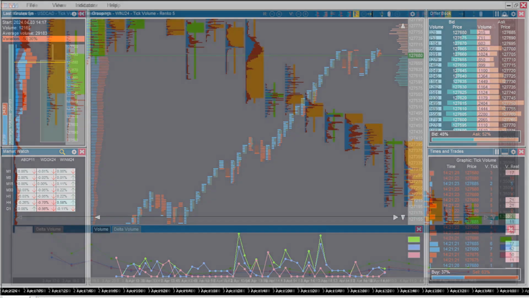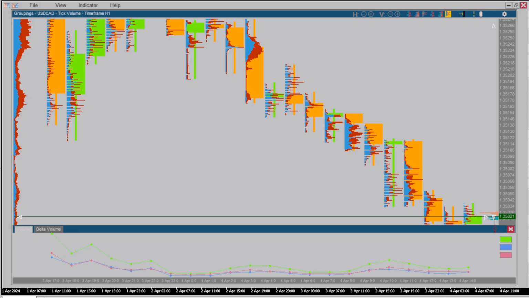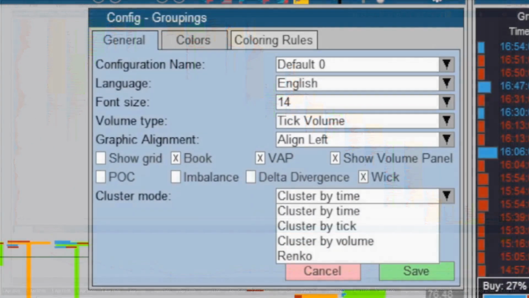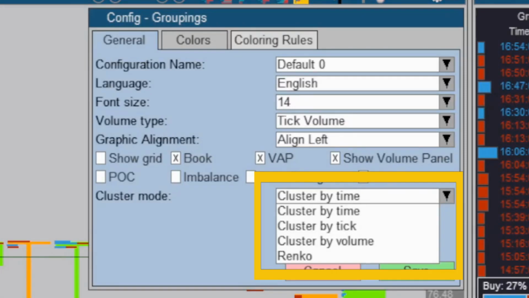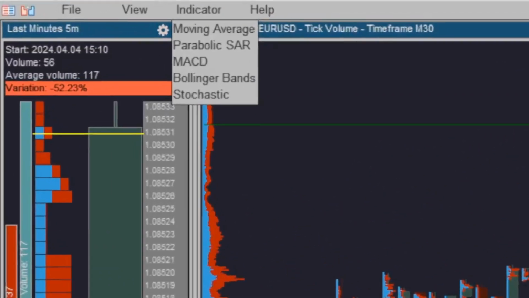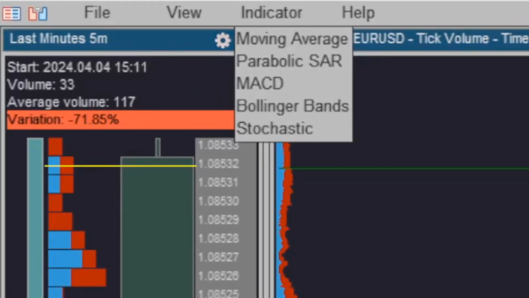Features: purchase and sale volumes by price range. View the price regions where the biggest disputes between buyers and sellers occur. Identify key areas of support and resistance based on market dynamics. You can see the data grouped by time, tick volume, real volume, when provided by the broker, and grouped by price variation, Renko chart.